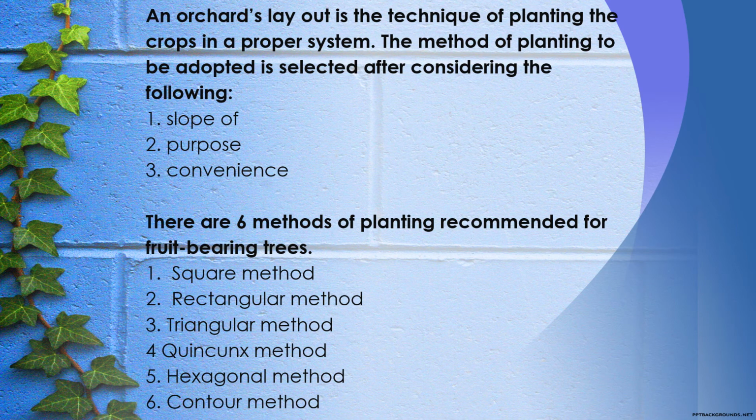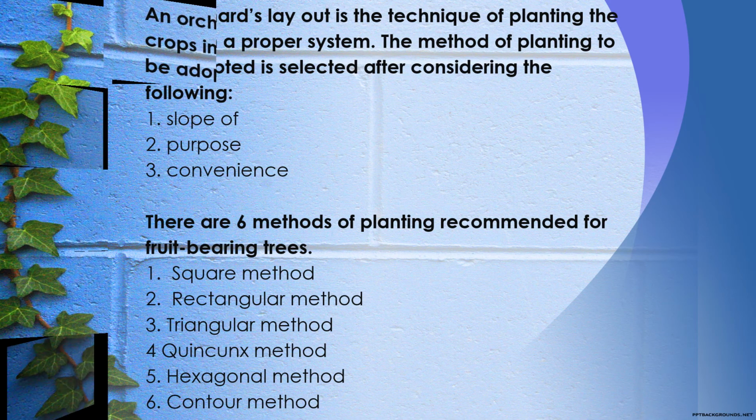There are 6 methods of planting recommended for fruit-bearing trees. We have the first one, square method. The second one, rectangular method. The third one, triangular method. The fourth one is quincunx method. The fifth one is hexagonal method. And the last one is what we call contour method.